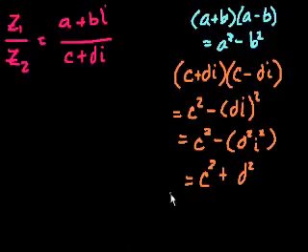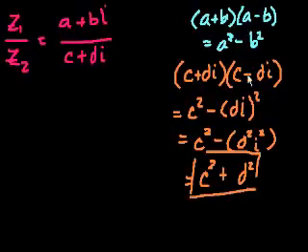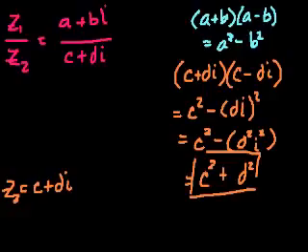That's interesting. When I multiply a complex number times this other number, which is very similar to it, but the imaginary part goes in the other direction, I get a completely real number. All of the i's disappear. And in general, if we say that z2 equals c plus di, the quantity c minus di is called its conjugate.